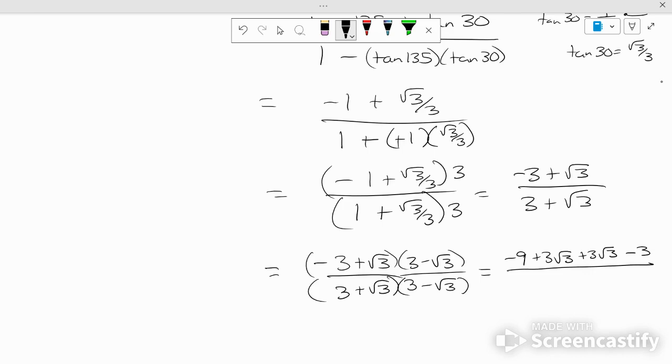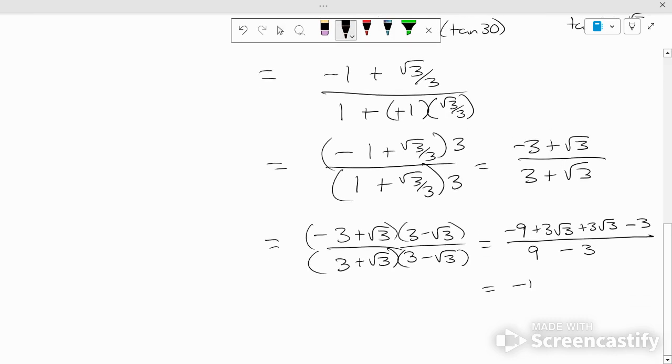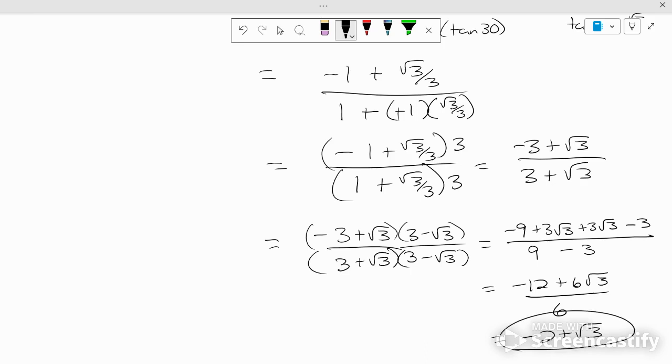In your denominator, 3 times 3 is 9. Outers and inners are going to cancel. Square root of 3 times square root of 3 is 3. So your numerator is negative 12 plus 6 square root of 3. Your denominator is 6. So your answer is negative 2 plus the square root of 3. A little bit of work for a tangent one. A little more work than a sine or a cosine one. We should do another tangent one.